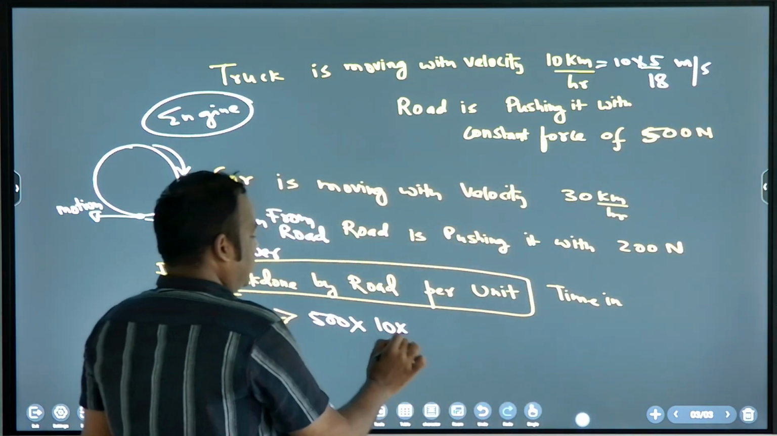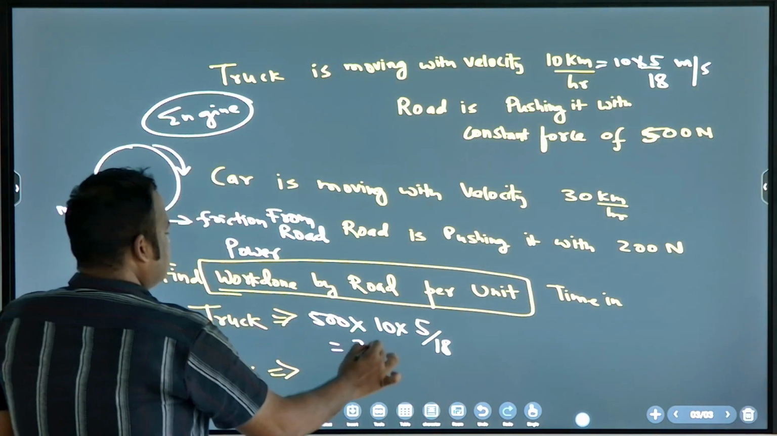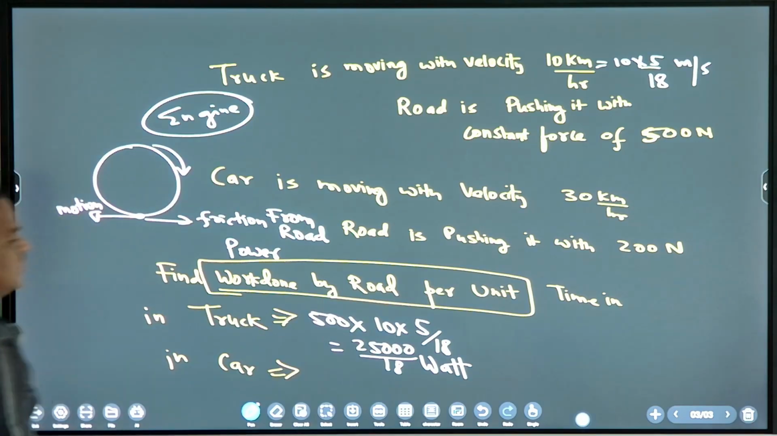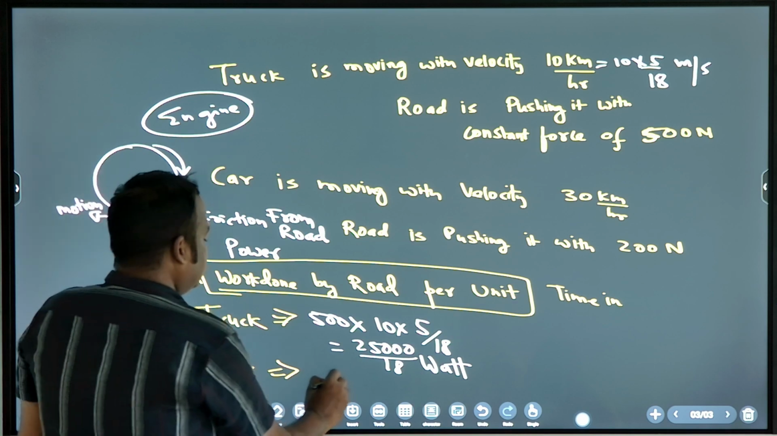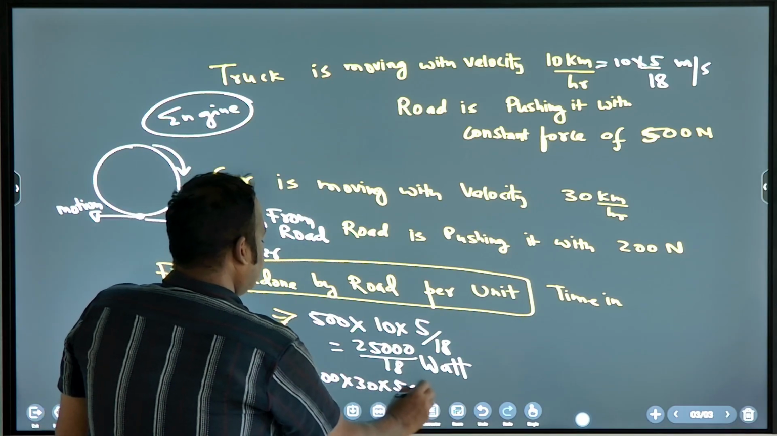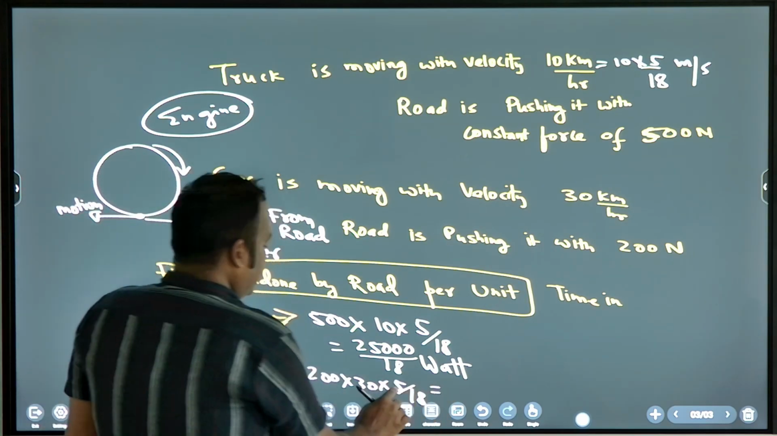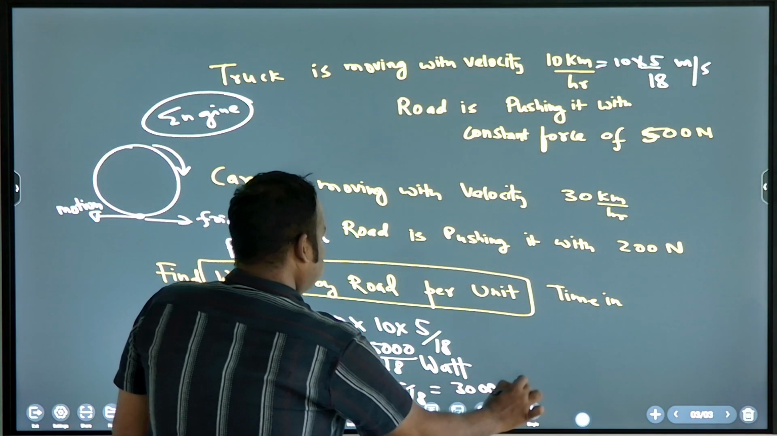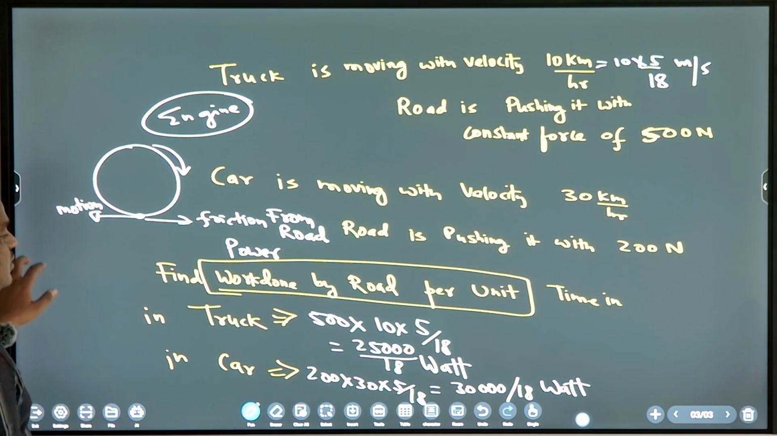10 into 5 by 18. Okay, we can solve this. So 25,000 by 18. What is the unit of power? Watt. And similarly for the car, force into velocity. So 200 into 30 into 5 by 18. So this will be 5 into 2, 10. So this will be 30,000 by 18. So this is the power.